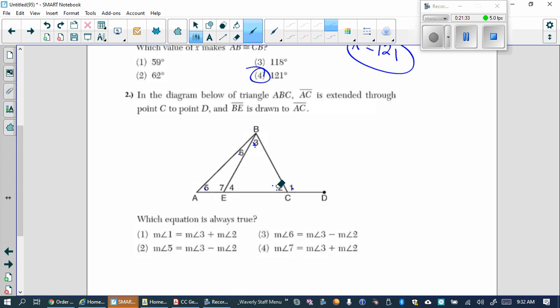But angle 7 equaling the sum of these two remote angles, that's not nonsense. Is this not exactly the exterior angle theorem right here? Choice 4. Yep. And there you go. I think we can't kill him.